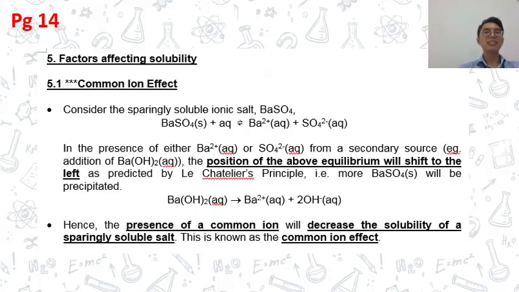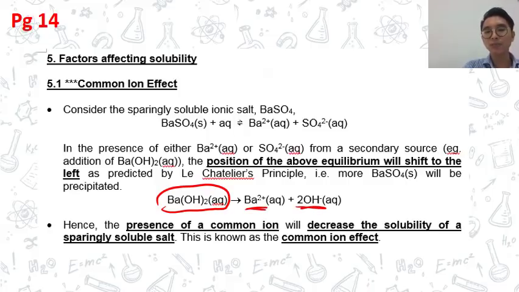Now, let's say you have the presence of additional Ba2+ or SO4 2- from another source. For example, let's say you add in barium hydroxide. This is a base. It will fully dissolve to give you Ba2+ and OH- ions, which means now I have an additional source of Ba2+.